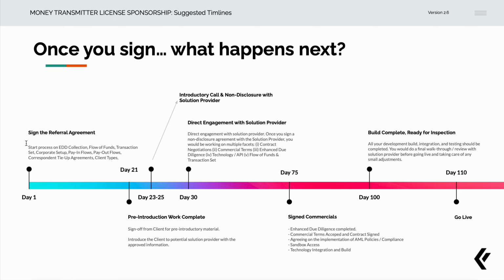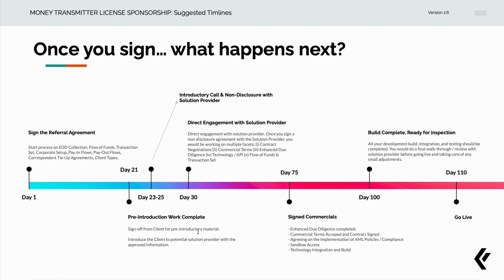So on day one, you will sign the referral agreement, and that will start the EDD collection, basically the enhanced diligence collection, information from your end: the funds flow diagram, the transaction set, your corporate setup, your pay-ins, your payouts, etc. If you have any correspondent tie-up agreements, your client types, all that information is collected. Hopefully by day 21, everything is complete. So it takes about 3 weeks, and pre-introduction work is complete.